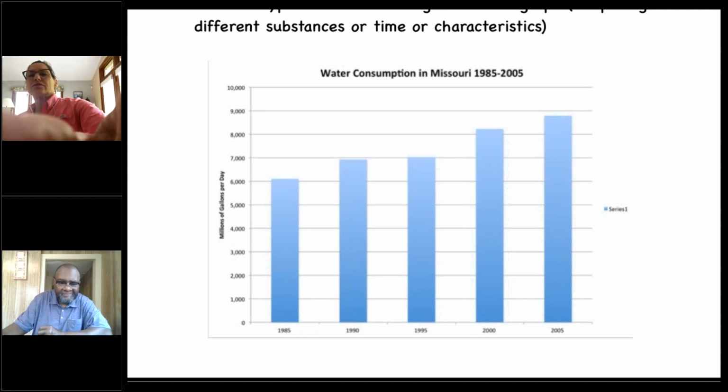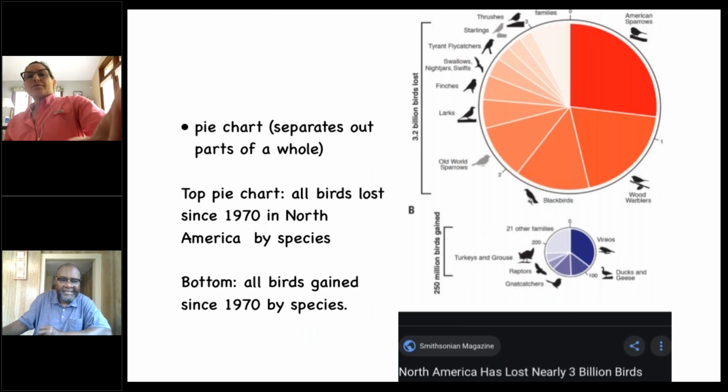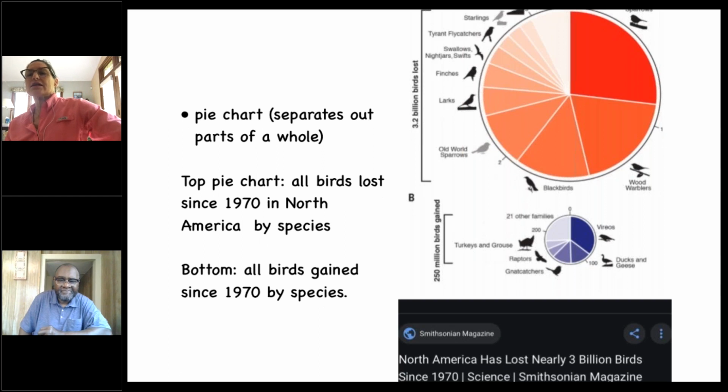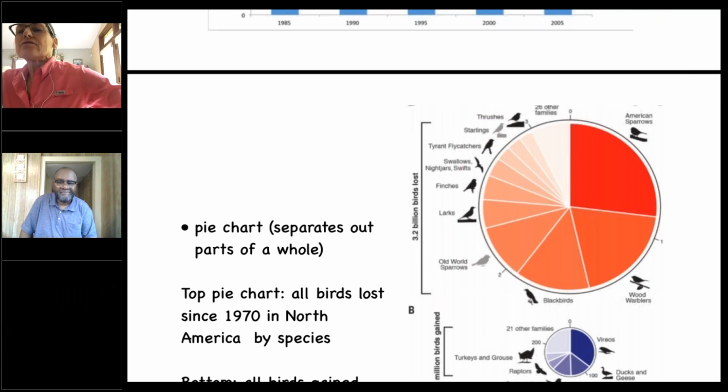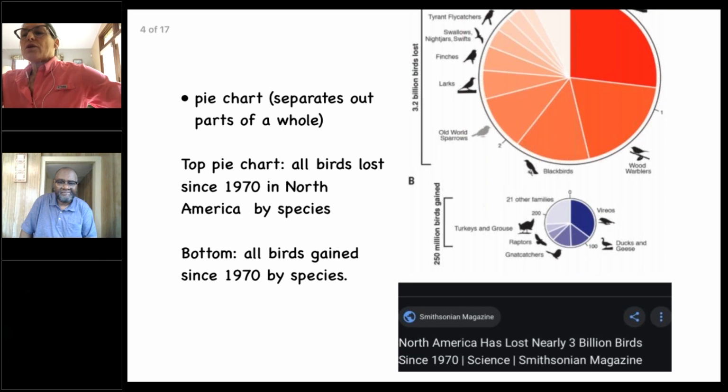Another kind of scientific diagram is a pie chart. What pie charts do is you take a whole, like a whole pie, and then you divide it into slices. In this case, the top chart is how many birds were lost in North America since 1970. The parts are the different species of birds. You see that they lost a lot of the red, which is American sparrows, and not very many of, let's say, the finches. Down below is a smaller pie chart, and that's all the birds that were gained: ducks and geese and turkeys and grouse. So that's a pie chart.